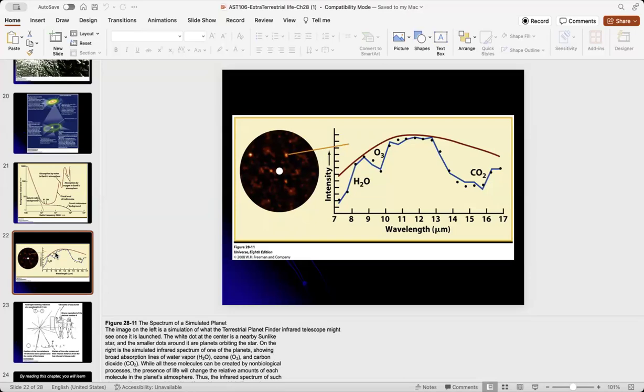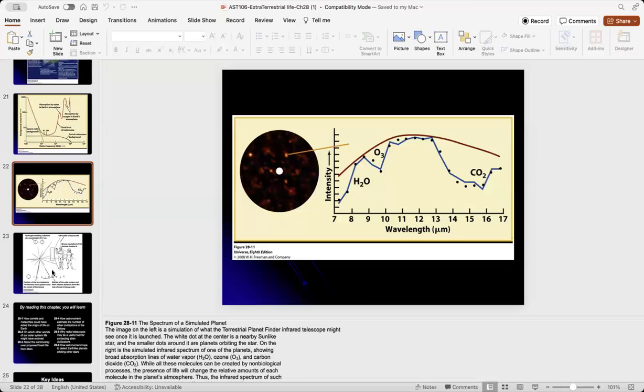And depending on where those dips are present, those are because of the absorption spectrum. Those are because of the absorption by the gases present in that atmosphere. And if the right kinds of gases, such as H2O, water vapor, and oxygen, etc., are present, then we suspect that there might be life there. And then we look at those planets more carefully.